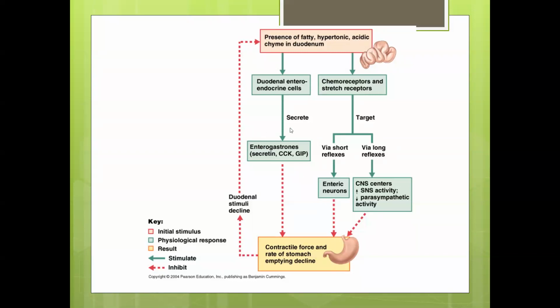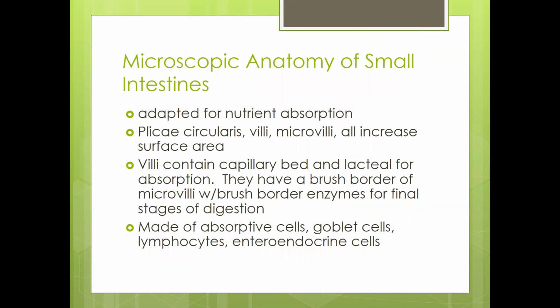And then we get the enterogastrones, which are the hormones, so secretin, CCK, GIP. I don't know why they didn't put VIP in there, but anyway. So then we stop the contractile force and rate of stomach emptying. There are actually several phases of gastric emptying and what stimulates and inhibits them, but we're not going to go into that. We're going to talk more about these hormones when we get to how we control the secretion of the enzymes in just a little bit.